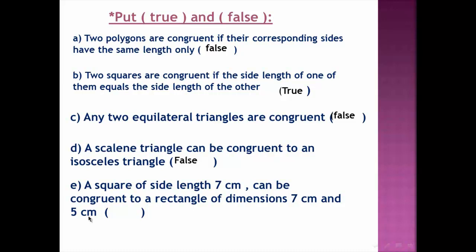Letter E, a square with side length 7 centimeters can be congruent with a rectangle with dimensions 7 and 5. I have a square, which has four equal sides, and the side length of each is 7 centimeters. The rectangle has length and width 7 and 5. So the two shapes are not congruent. The answer is false.